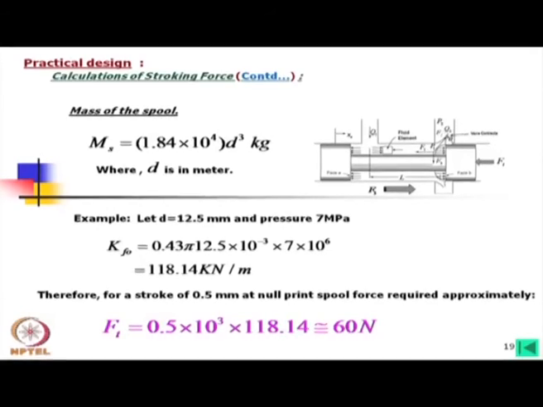This is neither small nor very big, but usually there will be an electric drive. So, we have to generate 60 Newton force through that electric drive. It might be solenoid operated, or maybe an electrical torque motor may be there.